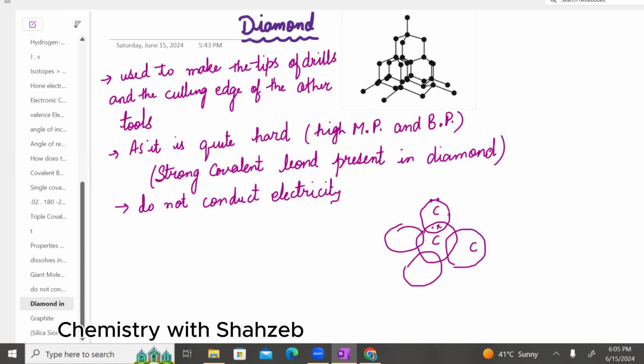As we know, one bond is formed between them. One would form here, one here, and one here. So there is no free moving electron here. Each carbon is covalently bonded with four other carbon atoms because it has four electrons in its outermost shell, so it makes four bonds. So diamond does not conduct electricity because of no free moving electron.